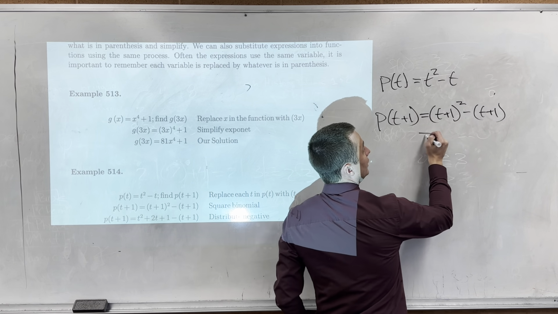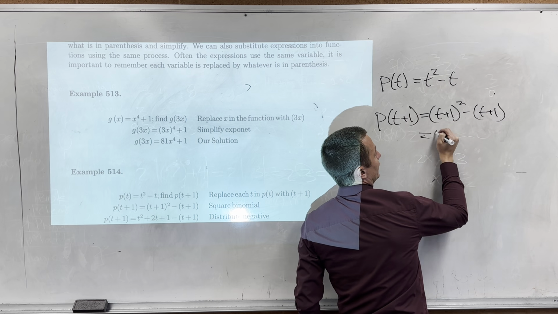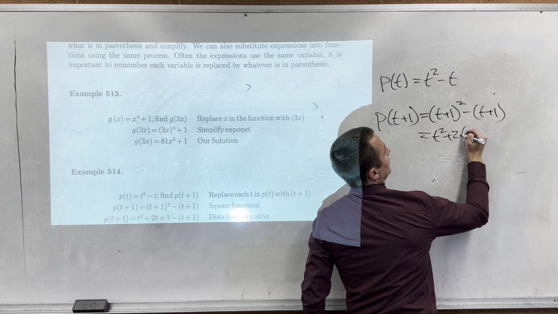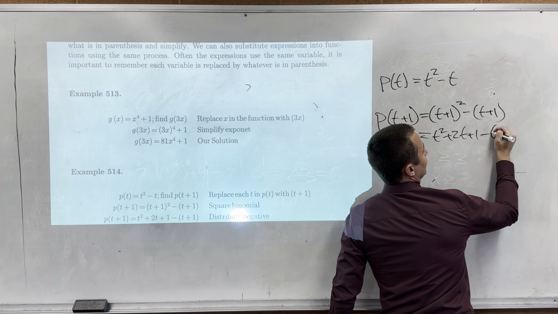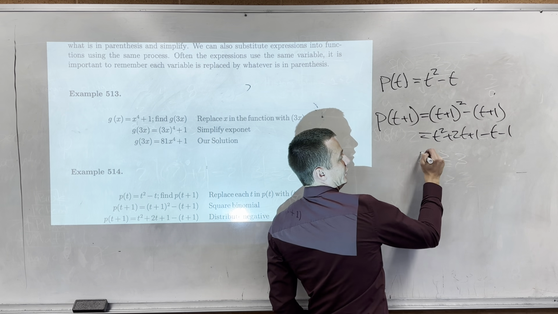Now, just work it out. (t plus 1) squared, you already know how to do this. That's going to be t squared plus 2t plus 1. And then distribute the minus to both those. Minus t minus 1. Combine like terms.